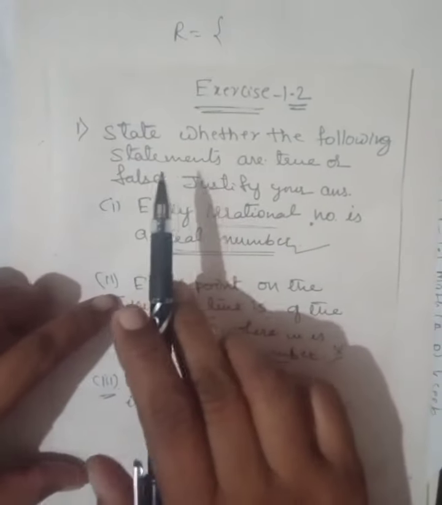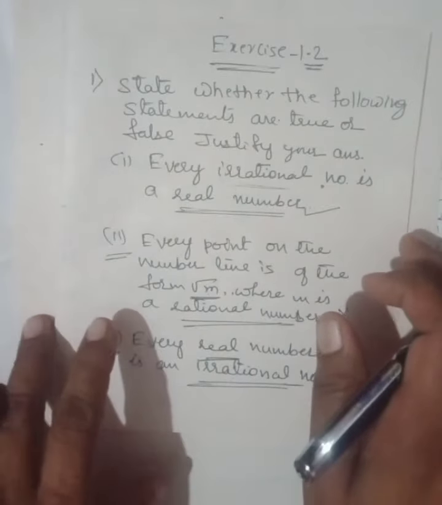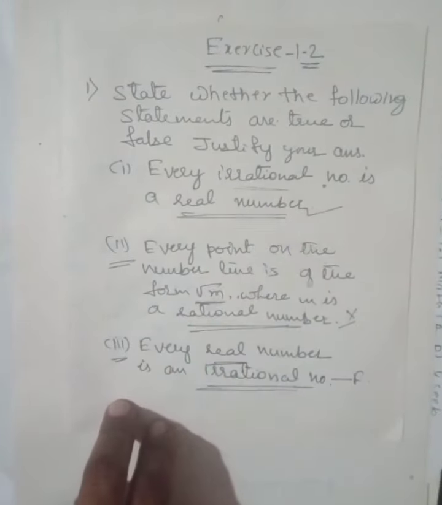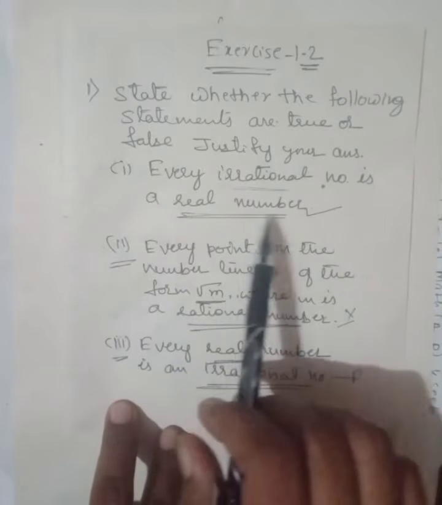Exercise 1.2, the first question. State whether the following statements are true or false and justify your answer. Okay, very simple exercise it is. First one is, every irrational number is a real number.